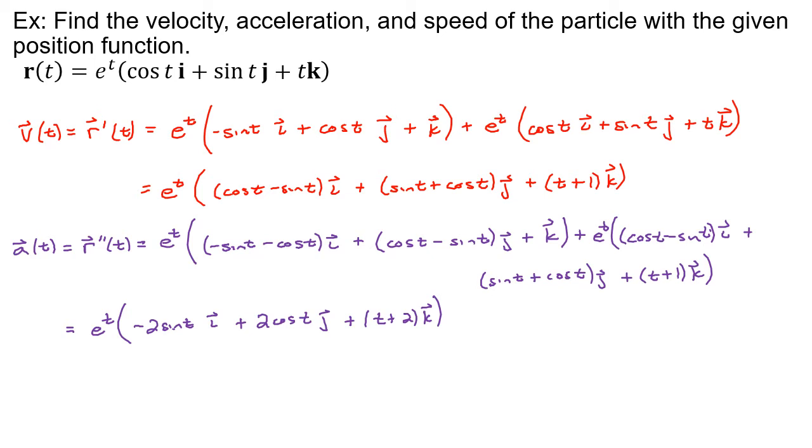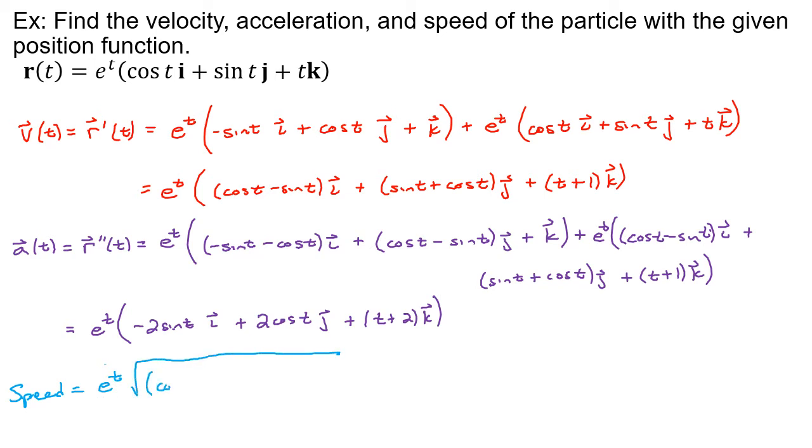As far as the speed goes, your speed would be the magnitude of the velocity. Now, the e on the outside, you could pull the e out front. That is okay. I probably should do that. That way I don't have to keep up with the e all the way through the problem or anything. So let's just pull that e out in front. And then I'll do the magnitude of the other part.